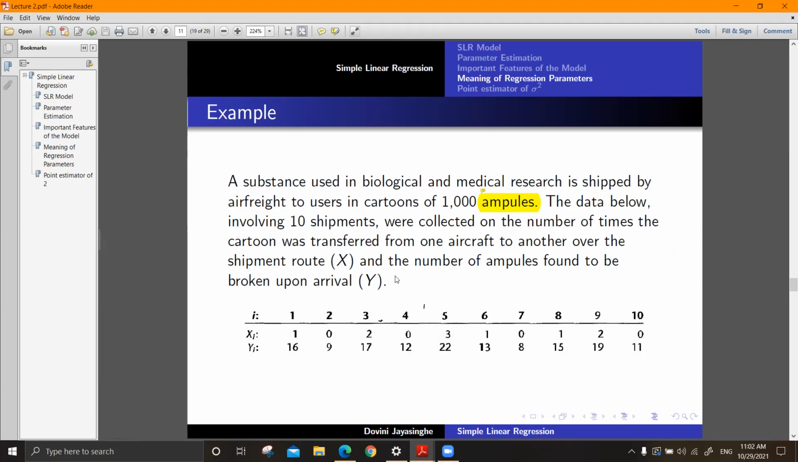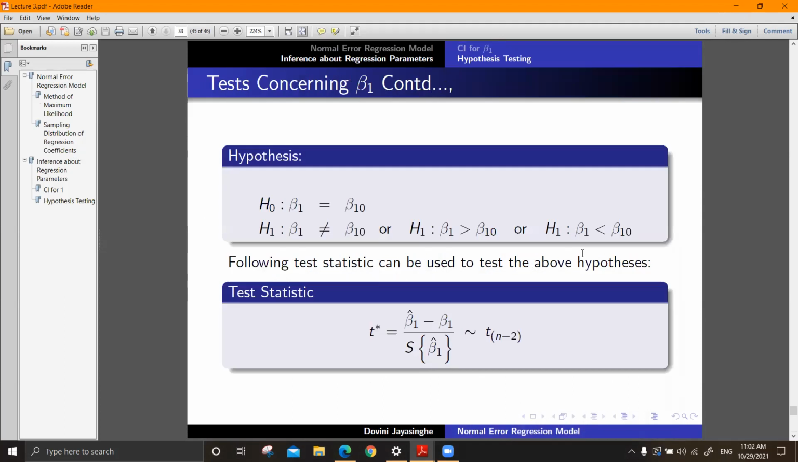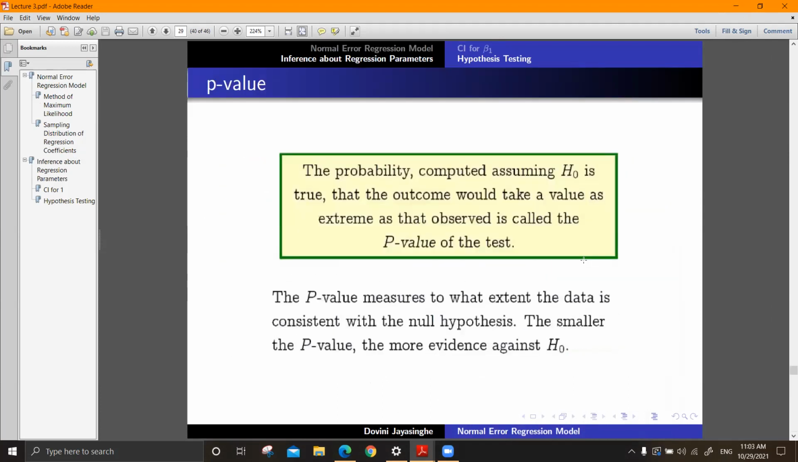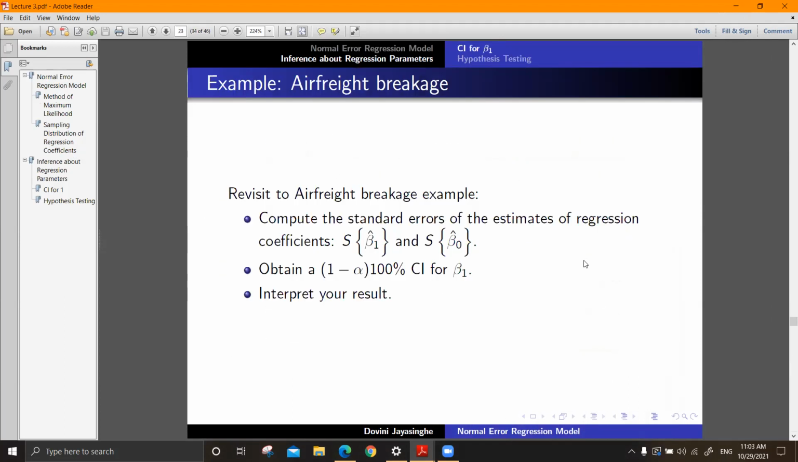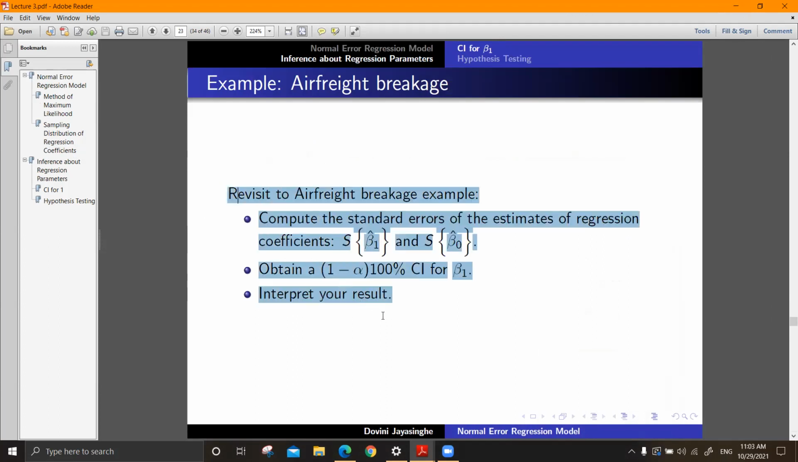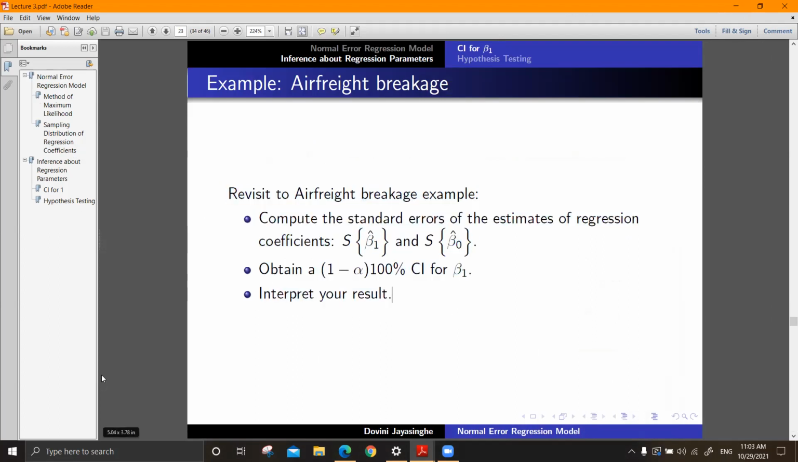So before going to that, we'll go back to the skipped example. We are going to work that out. So ready your pens and papers. We are going to do this, and I will help you with this. They are asking you to revisit the air freight breakage example and compute the standard errors, basically the standard deviations of the estimates of the regression coefficients. So they're asking you to compute this one and this one in the first place.